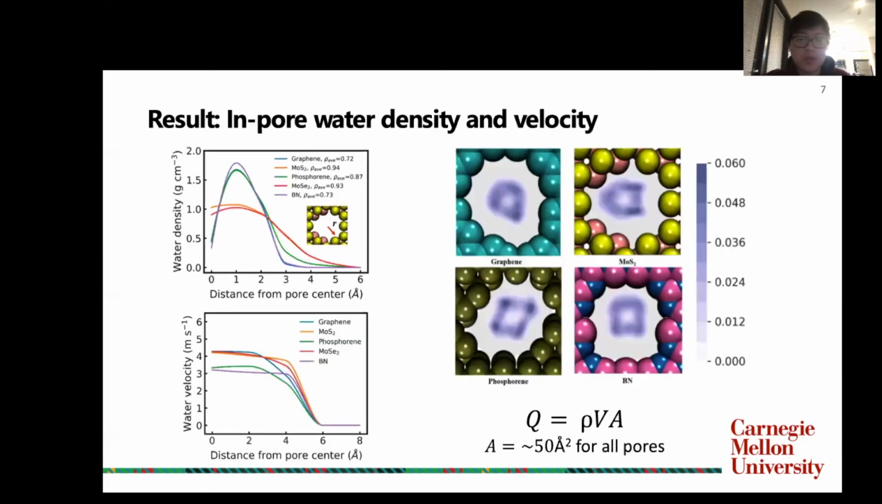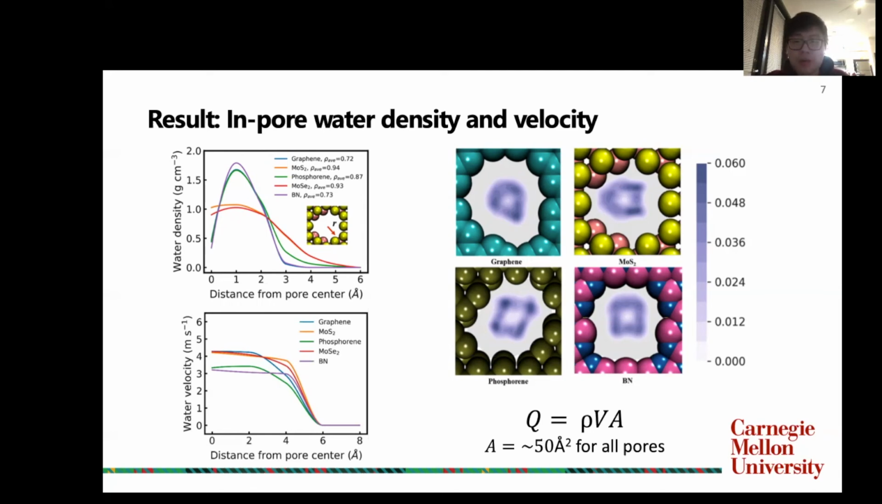The water flux Q through the nanopore can be estimated by the product of the in-pore water density rho, the in-pore water velocity V, and the cross-sectional area A. In this case, it is written as Q equals rho V A. In this work, the cross-sectional area of all nanopores is designed to be approximately 50 angstrom square. Therefore, the materials with the highest water density and highest in-pore water velocity can have the highest water flux.